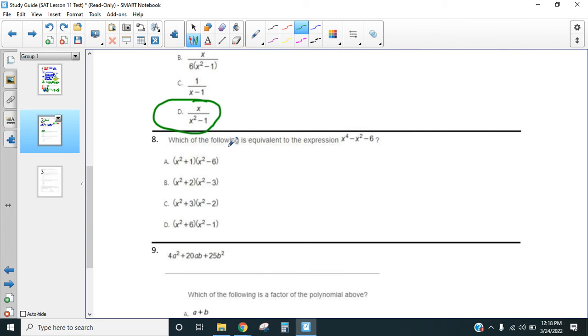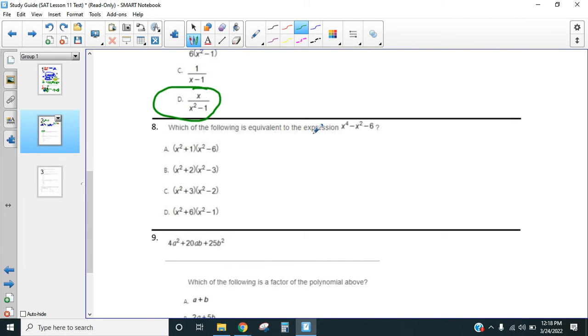Number 8. Which of the following is equivalent to this? Well, just distribute. Use FOIL. Only one of them will work out if you do that, and it is this one. Also, you should be able to tell because of this. -3 plus 2 is that -1 right there.